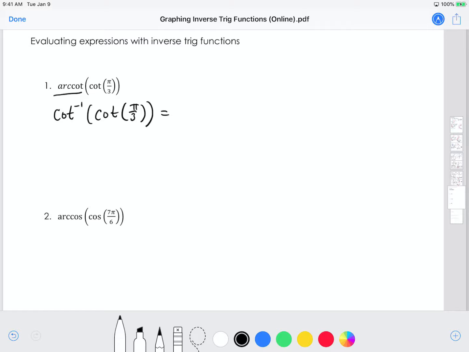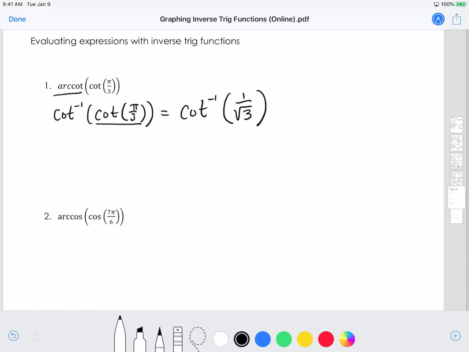And so when you're dealing with multiple parentheses, remember you always do the inside first. So cotangent of pi over 3. If we look at the unit circle, if we swing open to pi over 3, my terminal point is 1/2 and the square root of 3 over 2. Since cotangent is the value of x at that terminal point divided by the value of y at that terminal point, my ratio for cotangent at pi over 3 is going to be 1 over the square root of 3.